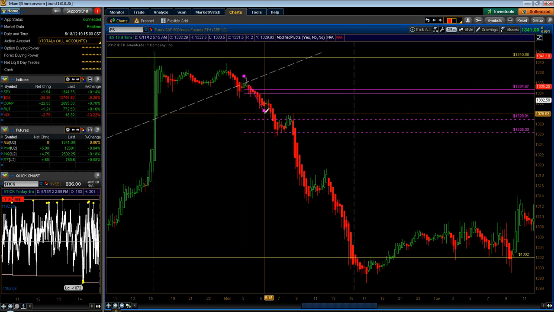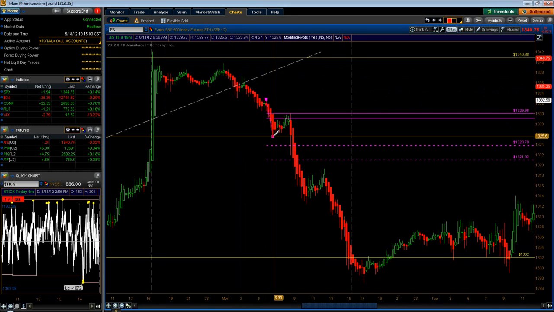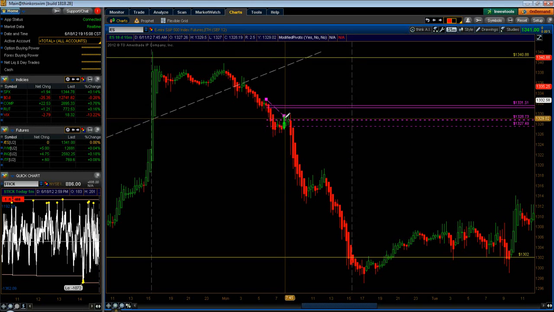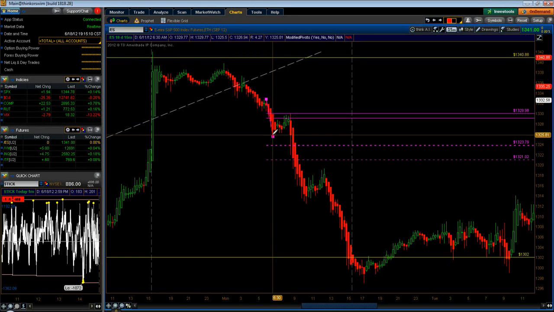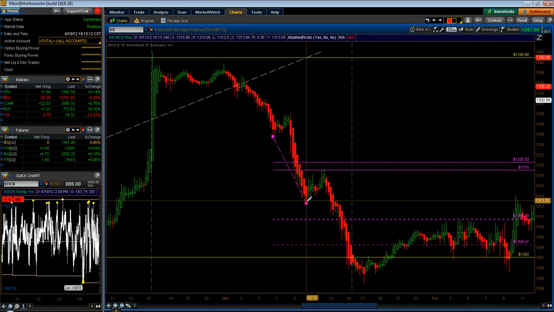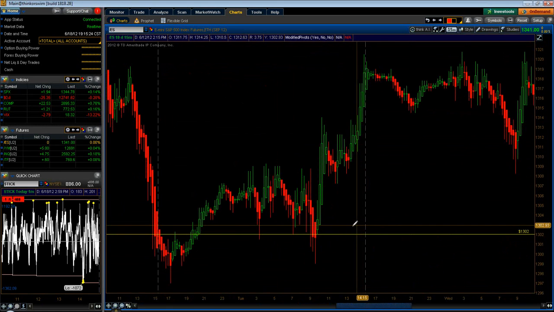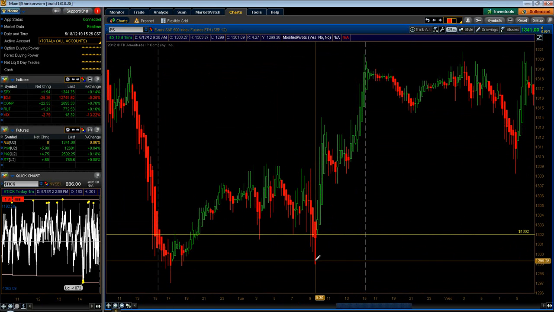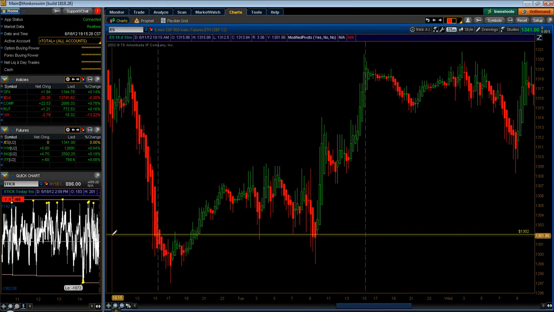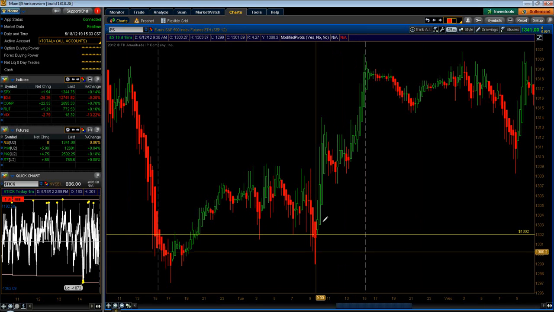A couple of them ended up going past their targets. For instance, right here we tested a couple of times. Again, this is in the really wee early hours of the day. And then we went right into extensions to really send the morning lower. Because there wasn't much distance between the short and the daily long, that long kind of acted like a magnet.